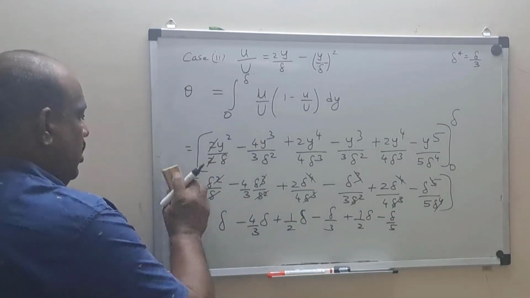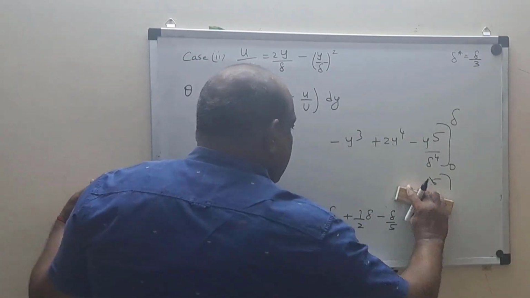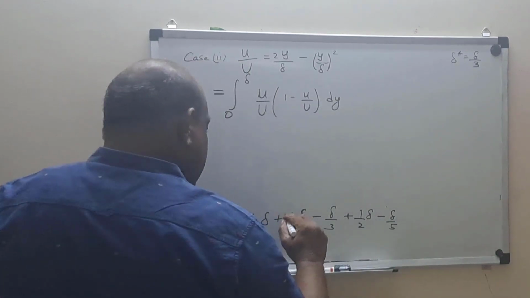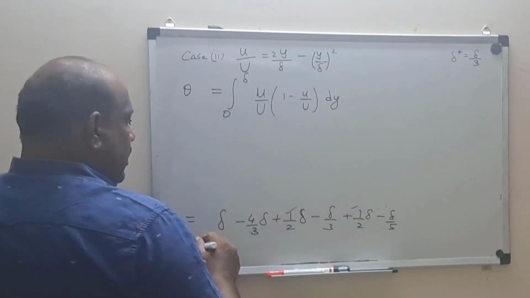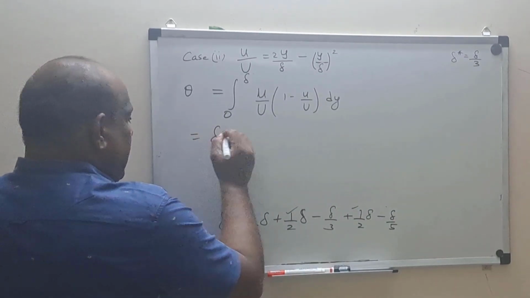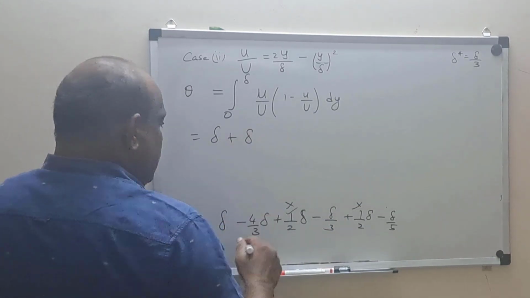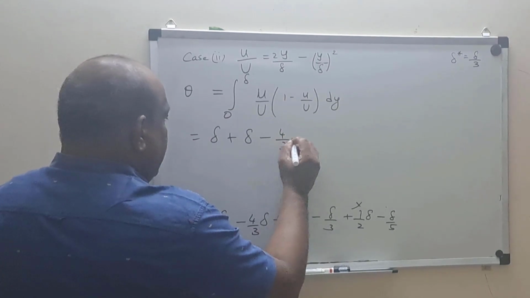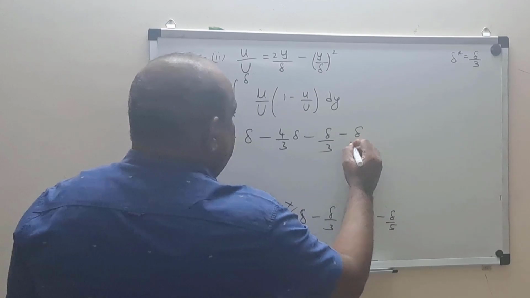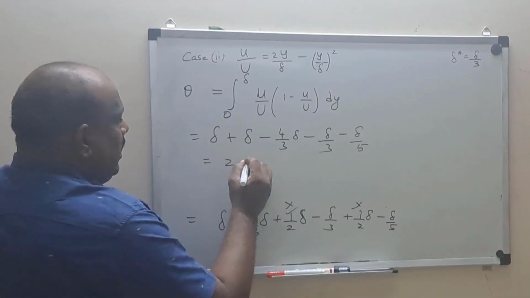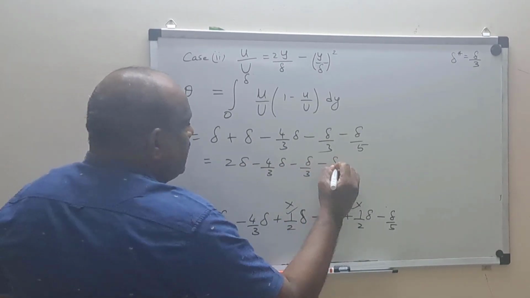Now I will erase this central part. We can make these two terms a single term, because this half and this other half will become 1. Half delta plus half delta becomes 1 delta. The remaining terms I will write: minus 4 by 3 delta, minus delta by 3, minus delta by 5. So it becomes 2 delta minus 4 by 3 delta minus delta by 3 minus delta by 5.